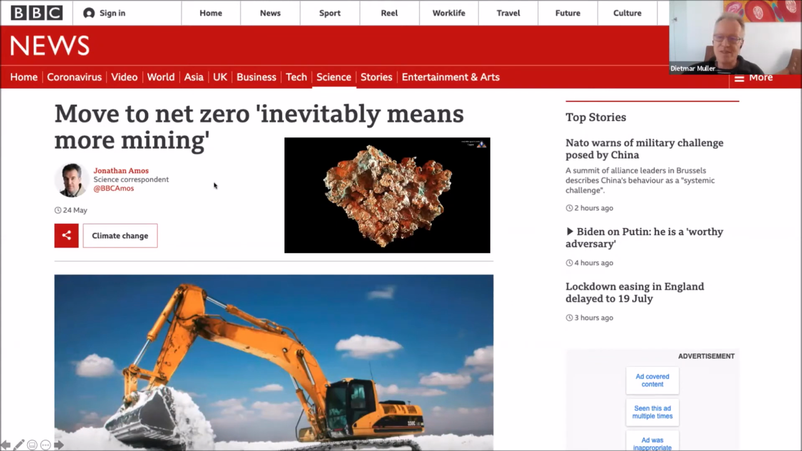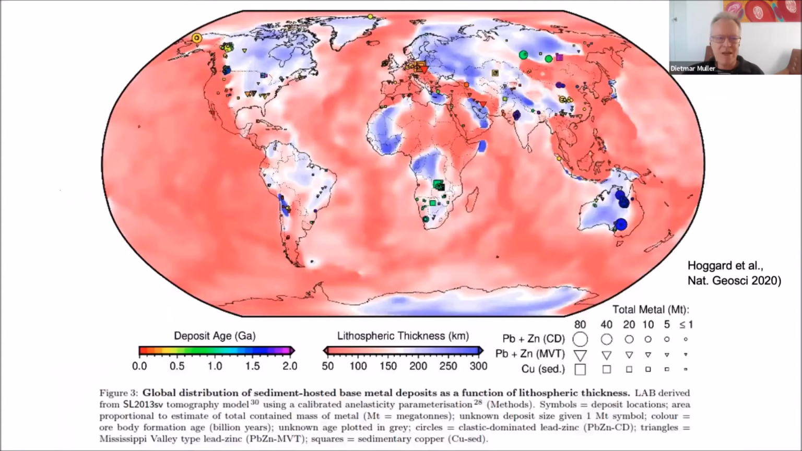Because the move to net zero inevitably means more mining. And this is an article that was recently written up in the BBC News, right? So now how do we make a connection between looking for metal deposits and modeling the plate mantle system? So here's a figure from a recent paper in Nature Geoscience by Hoggart et al.